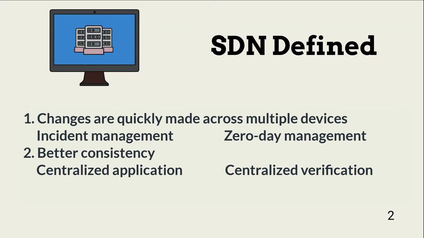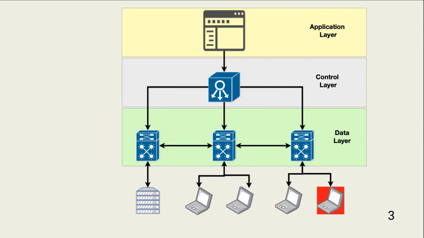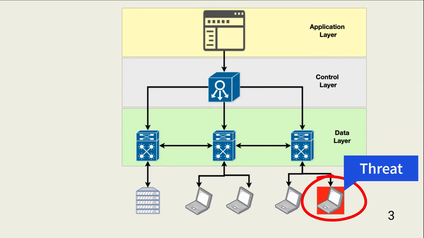So let's take a high-level look at how this works. In this example, an SDN solution divides the normally single network layer into an application layer, a control layer, and a data layer. Again, this is a very high-level look that does not accurately represent specific vendor solutions. A threat actor has compromised the device connected to one of the switches with a worm. The network engineer needs to quickly isolate the threat.